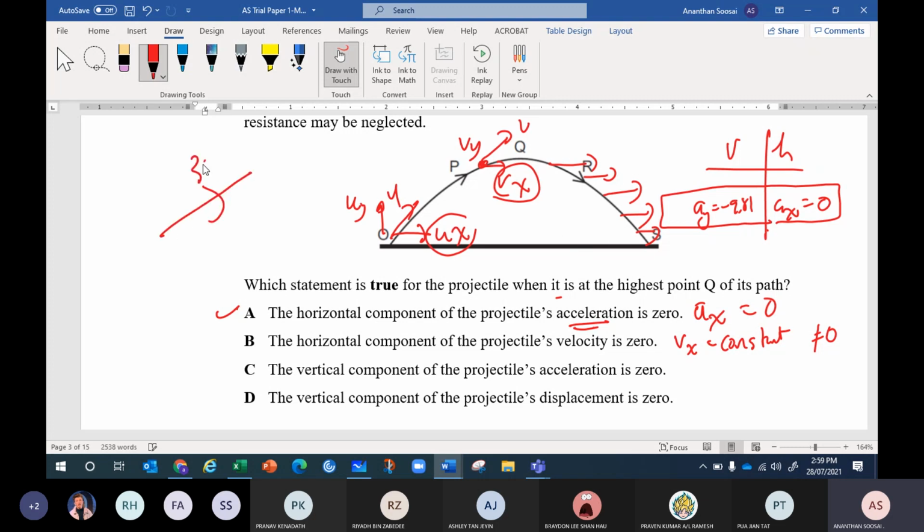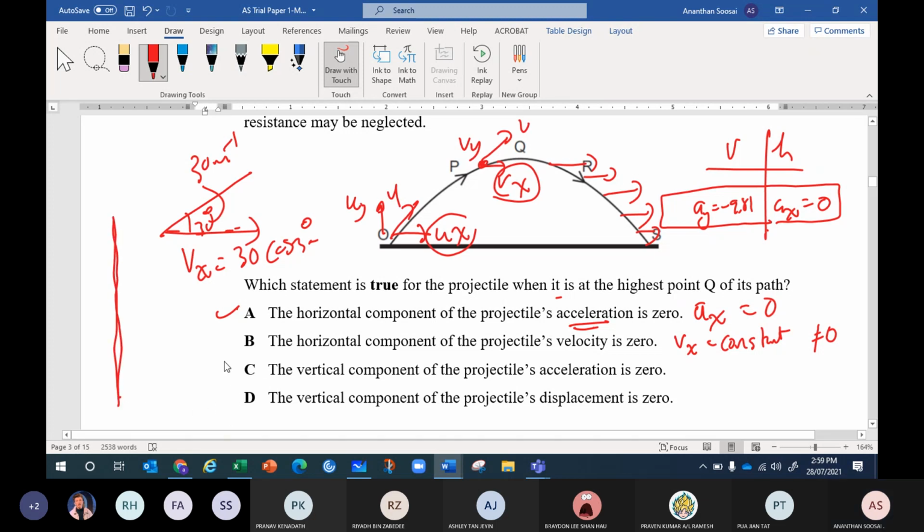If you launch with 30 meter per second, making an angle of 30 degrees, the horizontal component is 30 cos 30. It has a value, so not necessarily zero. If horizontal velocity is zero, it's not a projectile anymore. It just goes straight up and comes down. So B is wrong.